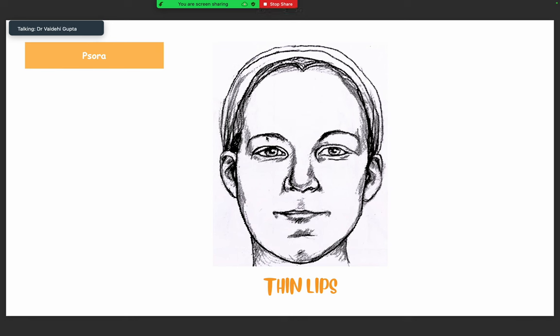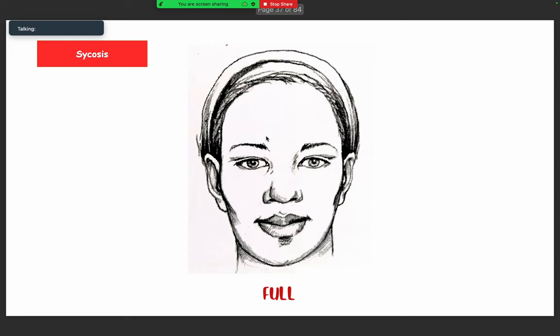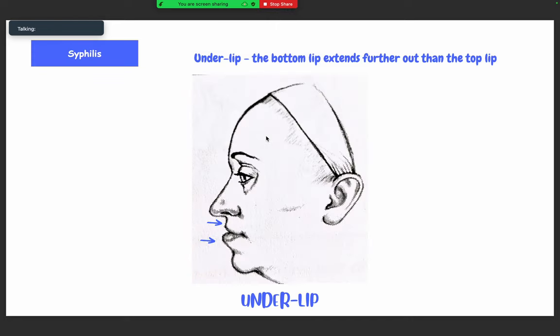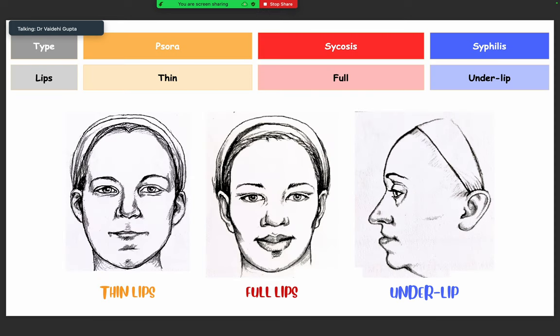So in Psora, the lips are thin. In Sycosis, the lips are full, slightly thick. In Syphilis, the bottom lip extends further out than the top lip. We can see in the sketch that the lower lip is quite outside and the upper one is quite inside in the region. It will be more prominent, like prognathism, quite forward in comparison to the top one. So it is called underlip. Comparing the lips: in Psora it is thin lips, in Sycosis it is full lips, and in Syphilis it is underlip.